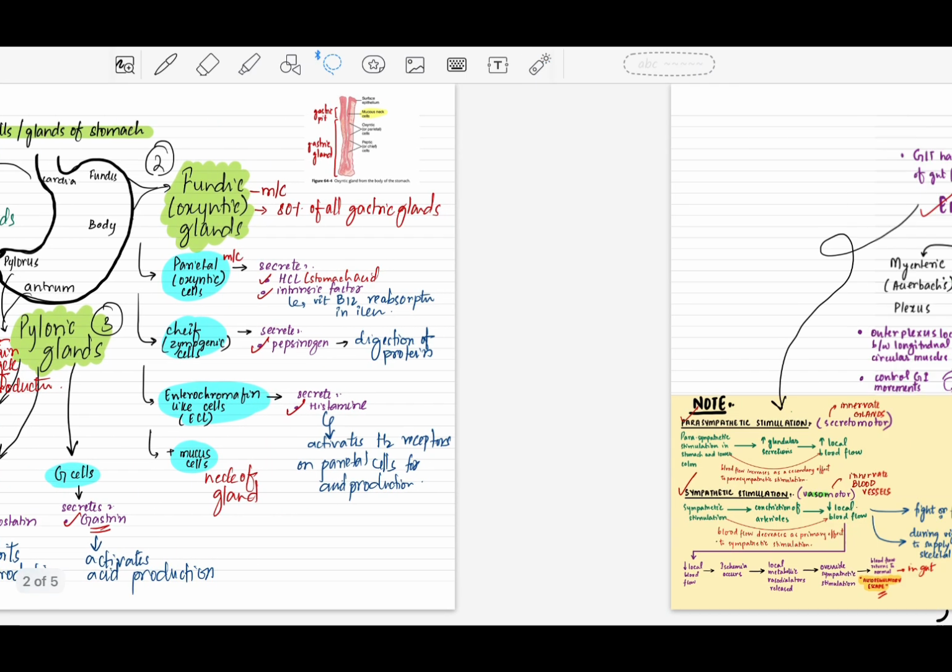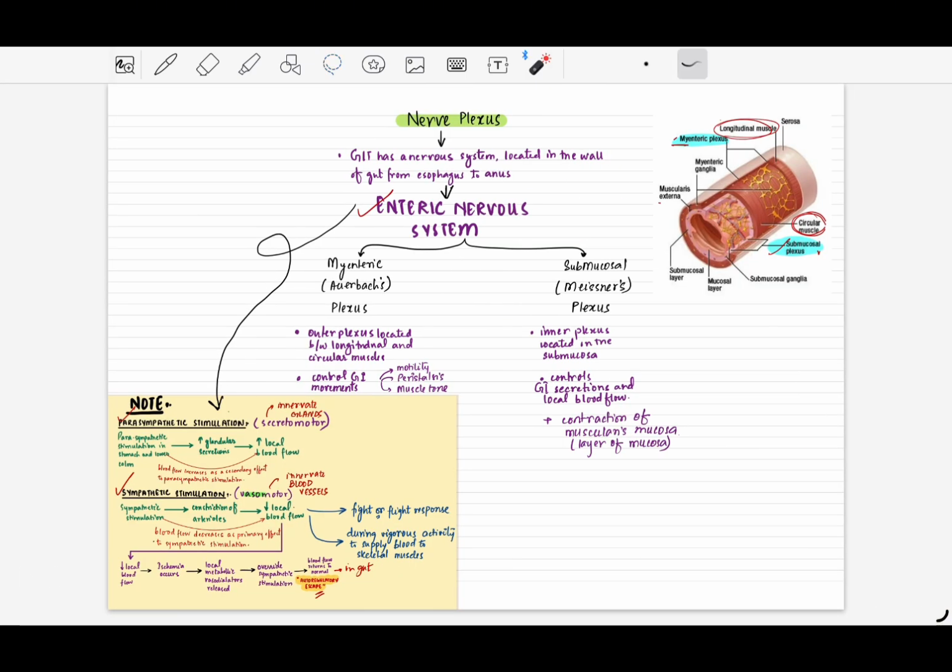Before moving on to understand the physiology, let's discuss the nerve plexus. We'll quickly run through it. The GIT has a nervous system which is located in the gut wall extending from the esophagus till the anus, and this is known as the enteric nervous system, which comprises two major components, the myenteric or the Auerbach's plexus, and the submucosal or the Meissner's plexus.